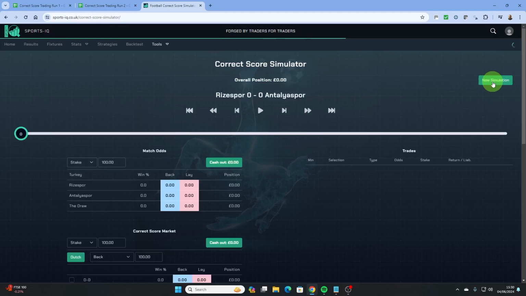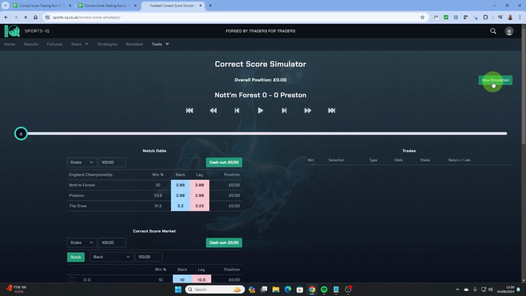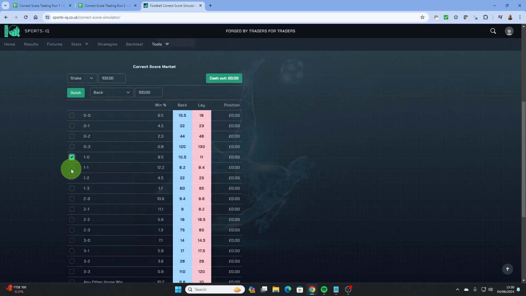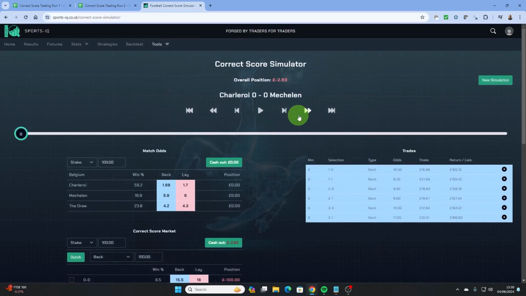So let's pick another game. Here we go, Charleroi versus Mechelen. So again, we put in our normal scores and Dutch them for £100. And let's see how this game plays out. So 0-0 at half time. We don't cover that score, so we can't reduce any of our liability. And we get a 65th minute goal.